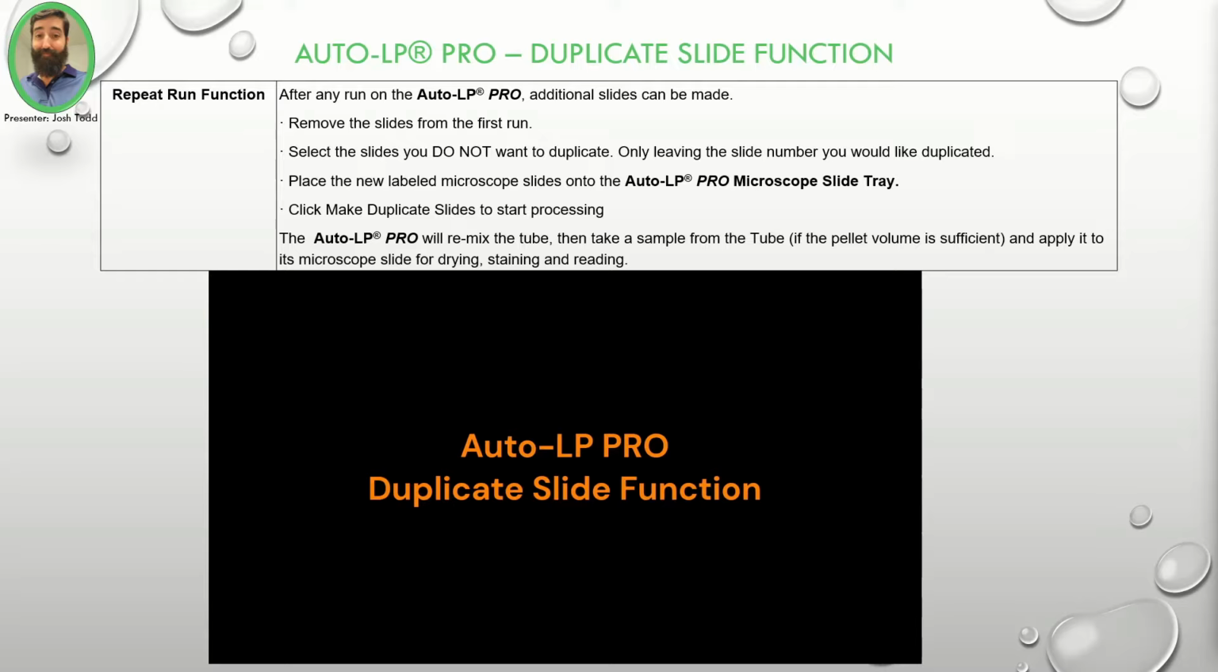AutoLP Pro duplicate slide function. After processing your specimens on the AutoLP Pro, you are able to duplicate any of the slides from that processing run as long as there is remaining cellular material.